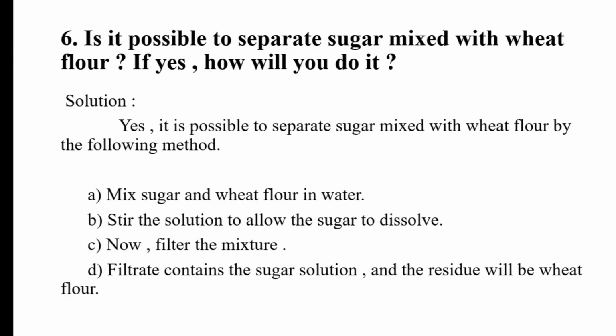Sixth question, is it possible to separate sugar mixed with wheat flour? If yes, how will you do it? And the answer is yes, it is possible to separate sugar mixed with the wheat flour by the following method. First, mix sugar and wheat flour in water and stir the solution to allow the sugar to dissolve. After stirring, now filter the mixture. The filtrate contains the sugar solution and the residue will be the wheat flour.